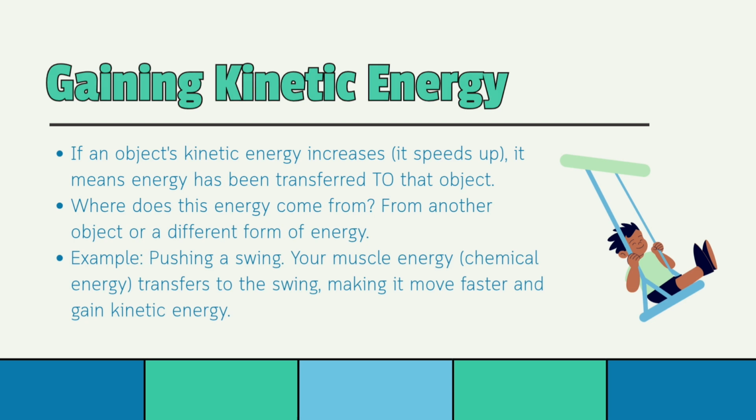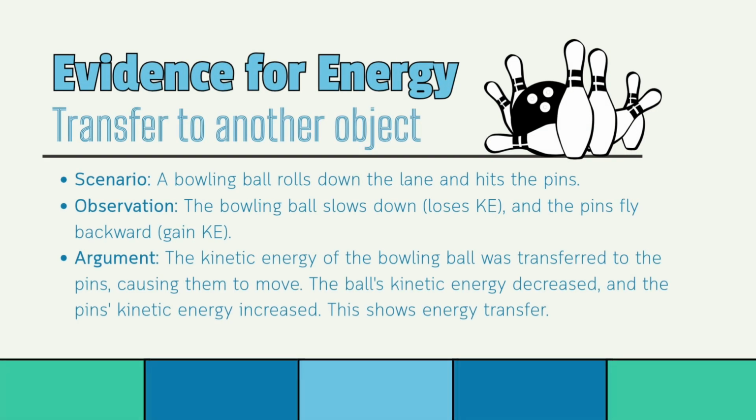Now let's look at strong evidence of energy transfer between objects. Imagine a bowling ball rolling down the lane and hitting the pins. Before the collision, the bowling ball is moving fast. It has a lot of kinetic energy. The pins are standing still, so they have zero kinetic energy. After the collision, something interesting happens. The bowling ball slows down. The pins start flying in different directions.